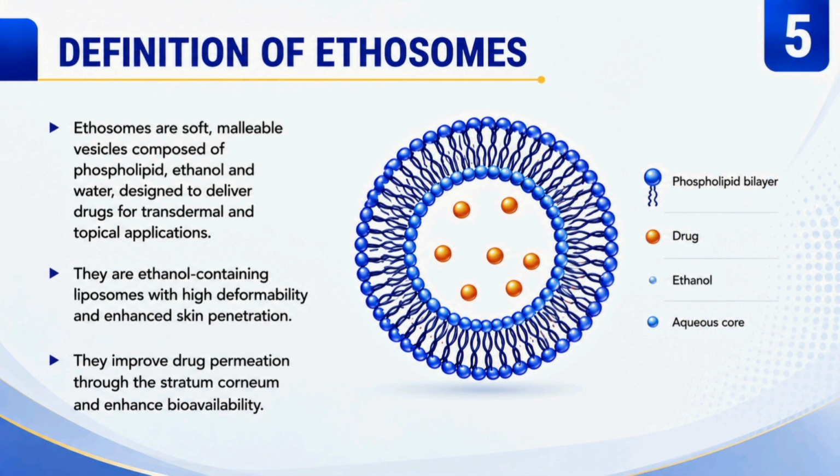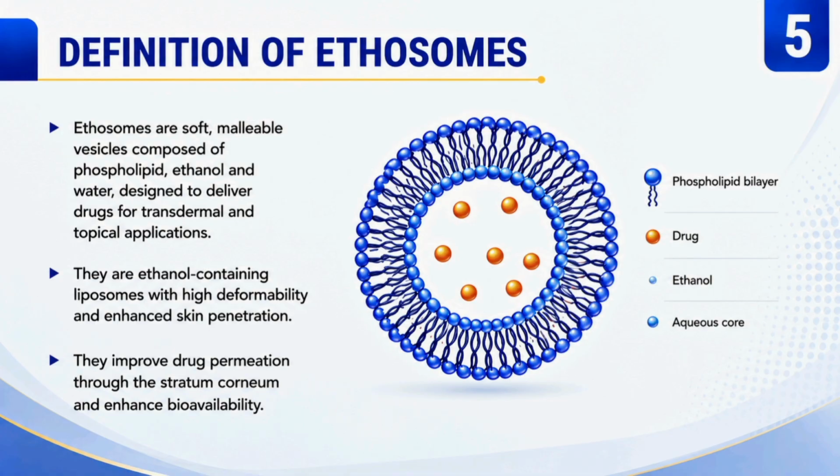So let us see the definition of ethosomes first. Ethosomes are soft, flexible, liquid-based vesicular carriers containing phospholipid, a relatively high concentration of ethanol and water, designed primarily for enhanced delivery of drugs through the skin. The term ethosomes is derived from the presence of ethanol in the vesicular system. Unlike conventional liposomes, ethosomes contain a substantial amount of ethanol.